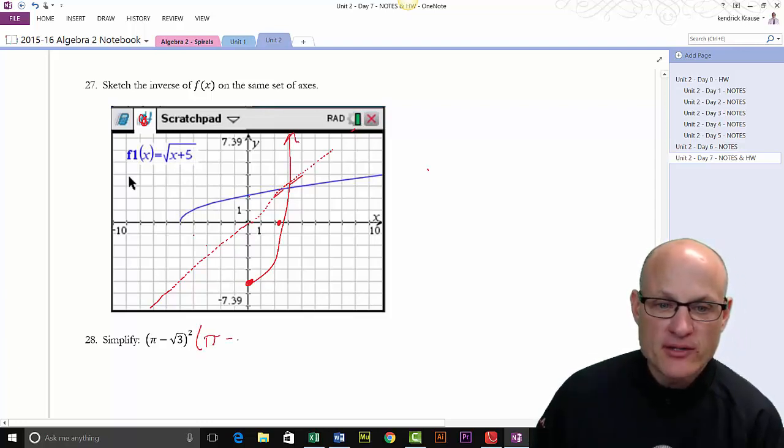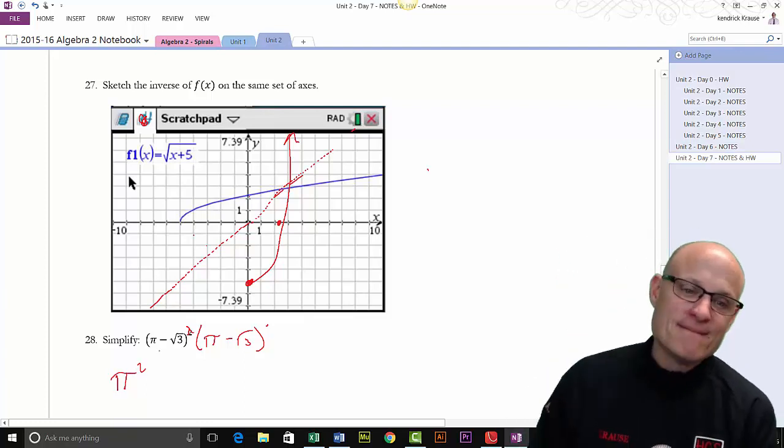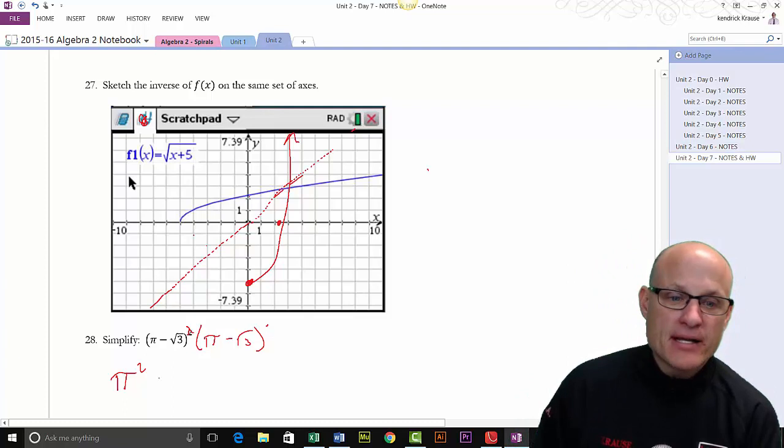Simplify. Square means write it twice. So this is pi minus the square root of 3. All right, squared means write it twice. So pi times pi is pi squared. Makes you hungry. Wants some apple pie. And then we're going to get minus the square root of 3 times pi.